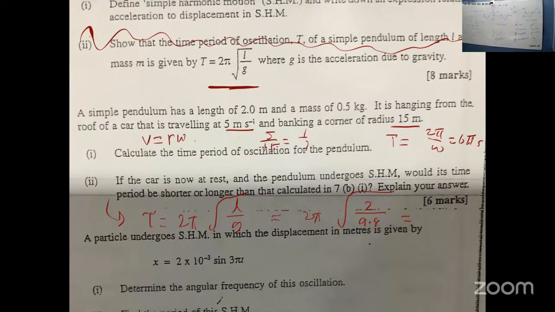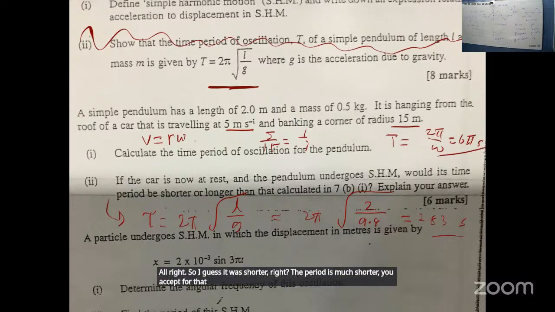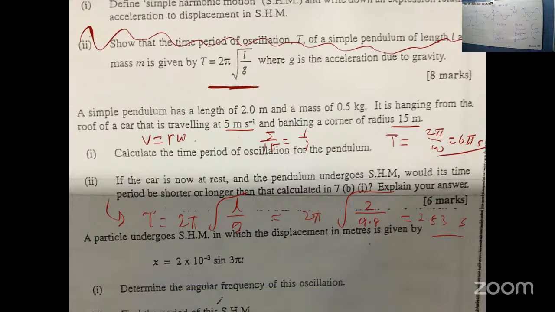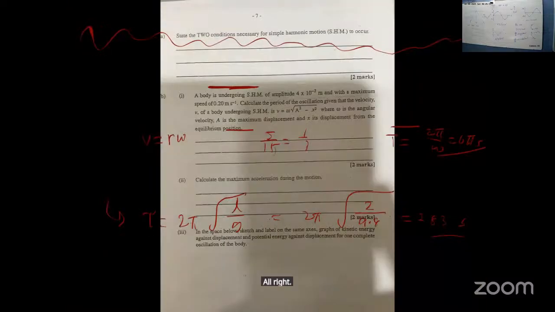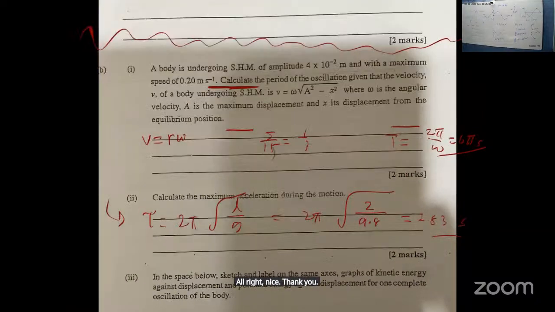Look at the last one. Right, so I guess it was shorter, right? The period was much shorter during simple harmonic motion. Alright, nice. Alright, last one here.